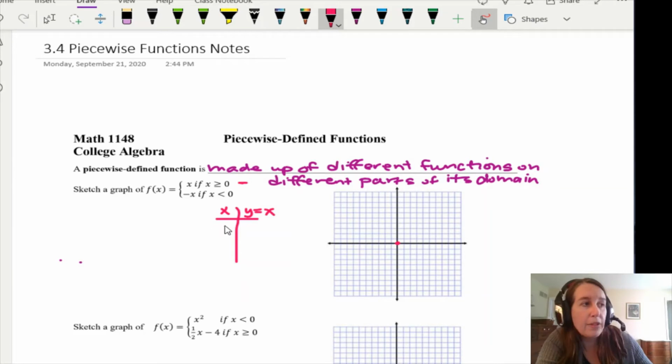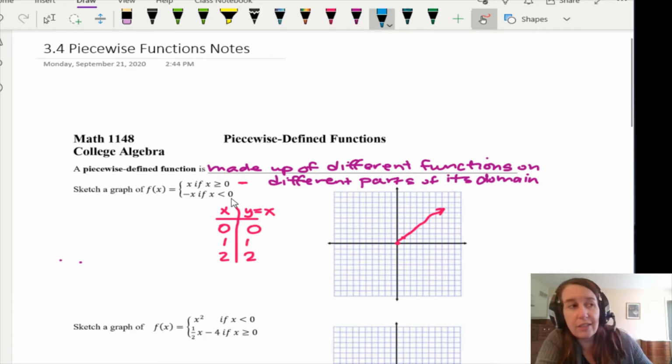If we can put in 0, and it says greater than or equal to, so we need to put in 0 and above. So we could put in 0, we could put in 1, we could put in 2, anything greater than 0. If we put in 0, we get 0. If we put in 1, we get 1. If we put in 2, we get 2, etc. So we'll try to graph that, and notice that it's going to be a straight line heading out from the origin.